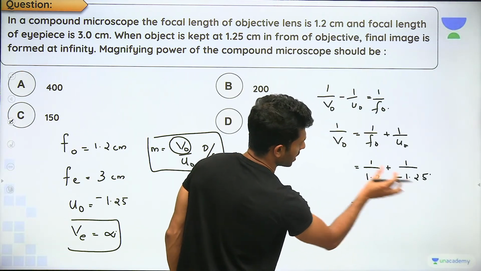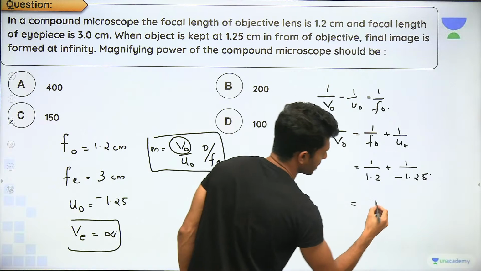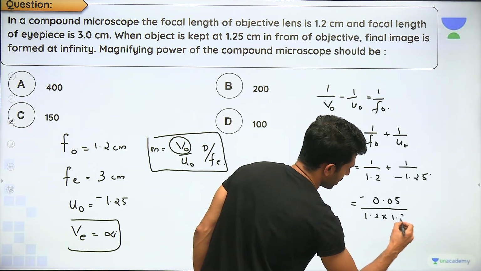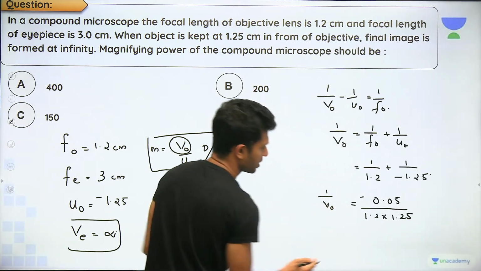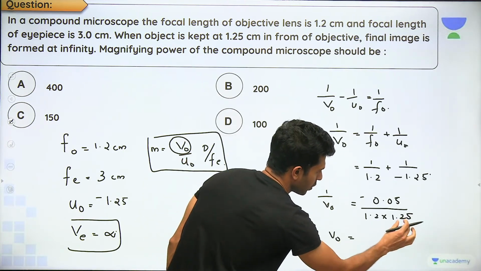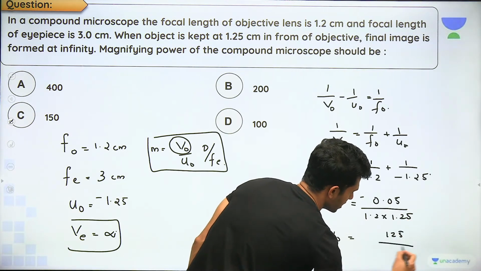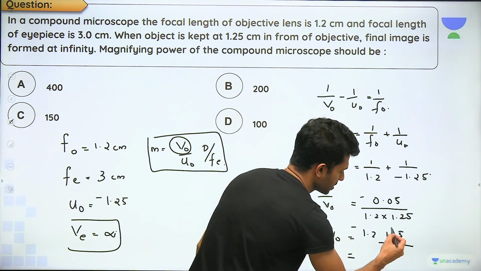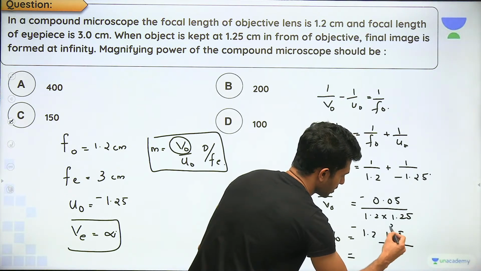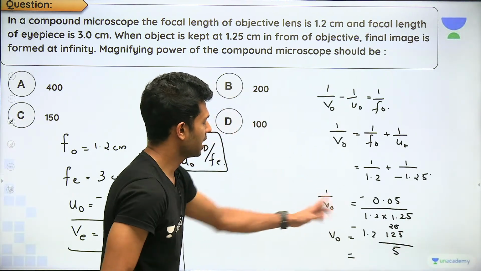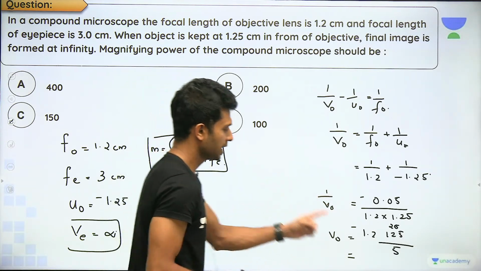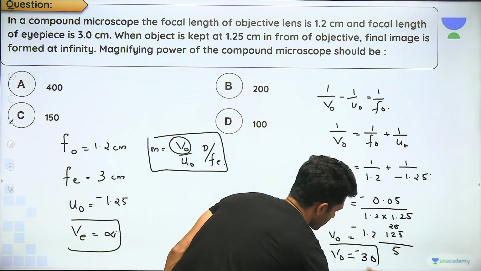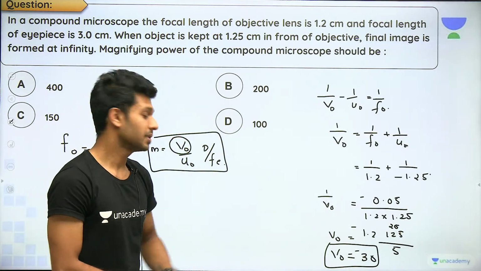So how much is this going to be? Minus 1.25 plus 1.2, if you cross multiply, that is 0.05 with negative. This becomes 1.2 into 1.25. This is 1 by V naught. Flip it. V naught is 1.25, and 5 will become 125 divided by 5, 1.2 with negative. 5 in 12 how many times? 2, so this becomes 25, right? So 25 into 12, 25 into 10 is 250, into 12 is 300. This is 30 with negative. Simple.